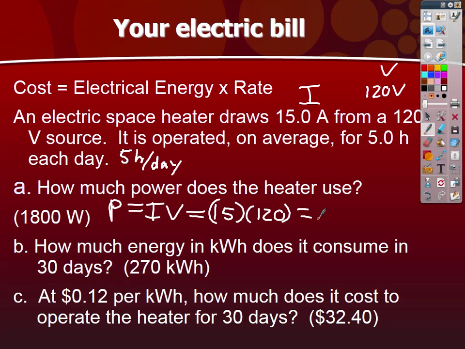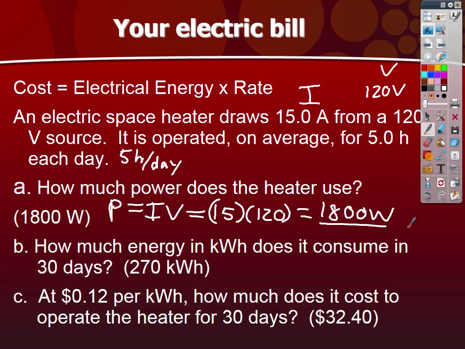15 times 120 is 1800 watts. So this object uses 1800 watts when it's turned on. How much energy in kilowatt hours does it consume in 30 days? So let's think about this. How many kilowatt hours does it consume in 30 days?